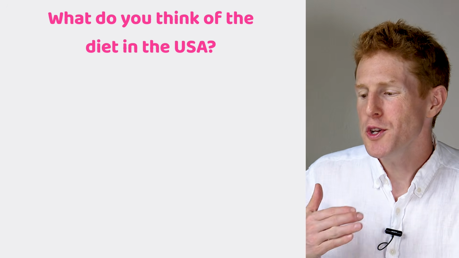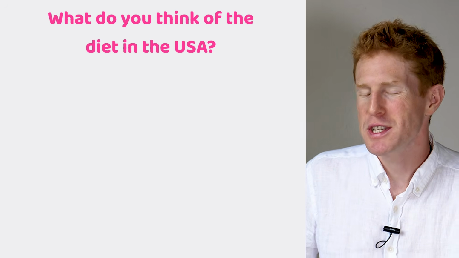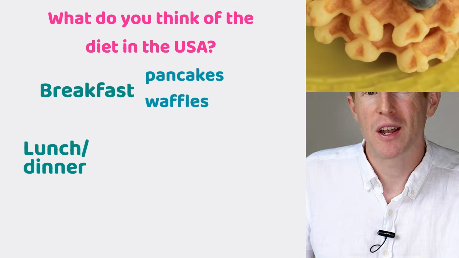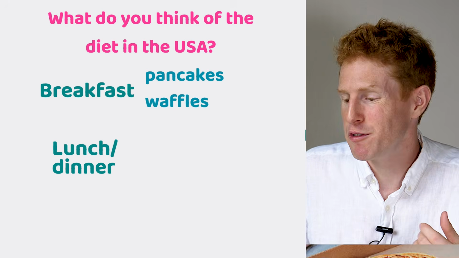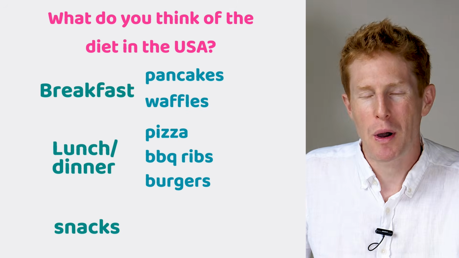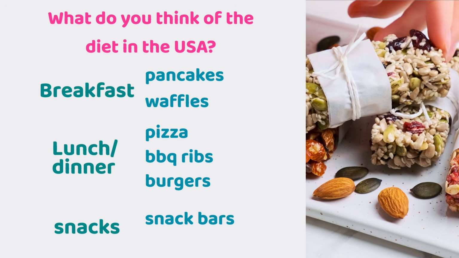Question: what do you think of the diet in the USA? What comes to mind when you think of a North American breakfast? Well, perhaps you imagine pancakes or waffles. What about lunch and dinner? Personally, I think of pizza, barbecue ribs and burgers. And when you think of snacks, well, I think of snack bars like protein bars and crisps.